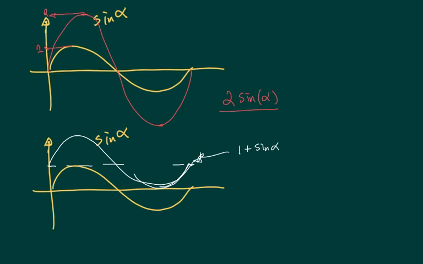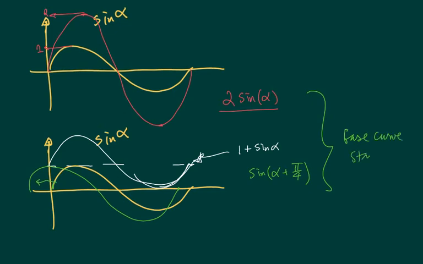And then what about sine of, say, alpha plus pi over 4? Well, that just shifts the curve, the yellow one, to the left. Let's see if I can duplicate it here. Basically, in this class of curve, the base curve stays the same. Same shape.